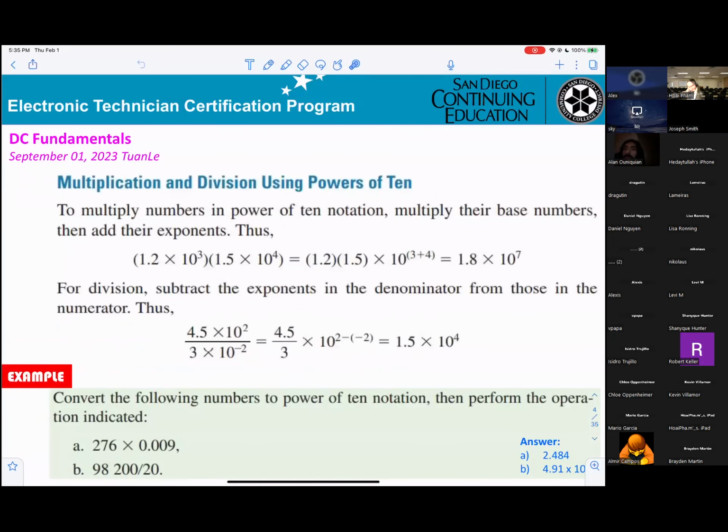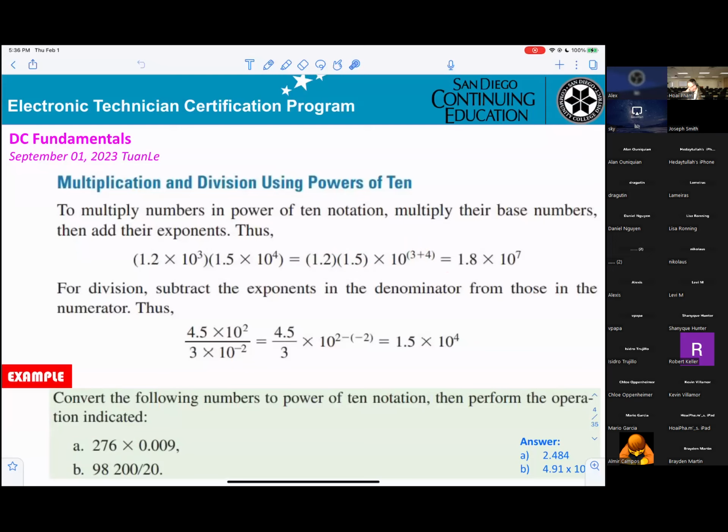Okay, multiplication and division using power of 10. That's what we try to train, very basic, for everyone. You want to multiply 1.2 times 10 power of 3 times 1.5 times 10 power of 4. What can you do? Take 1.2 times 1.5, and the powers you add up, and you get 1.8 times 10 power 7.